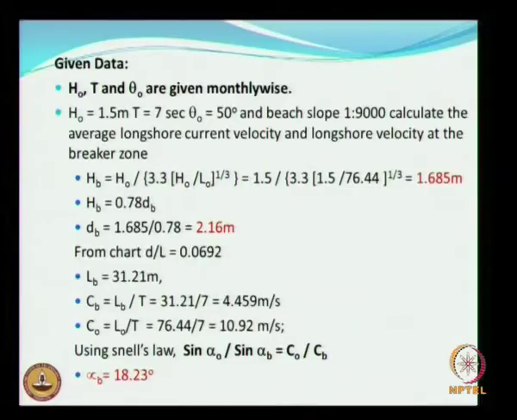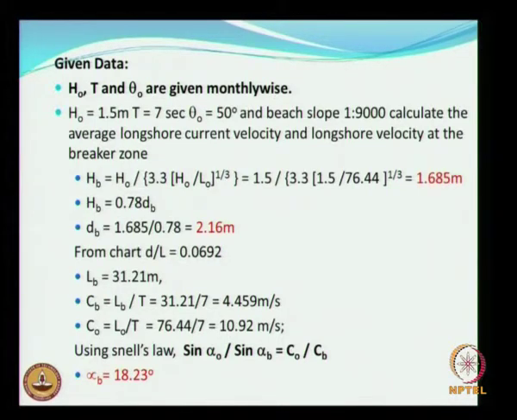So here we are given the data month wise. The deep water wave height is 1.5 meters, the wave period is 7 seconds, the deep water wave direction is 50 degrees, and the beach slope is 1 in 9000. Calculate the average longshore current velocity and the longshore velocity at the breaker zone.